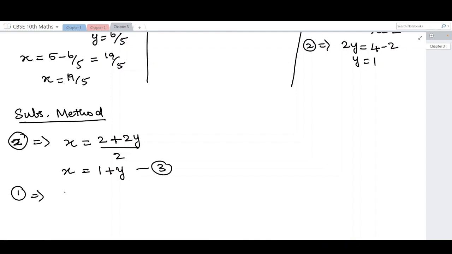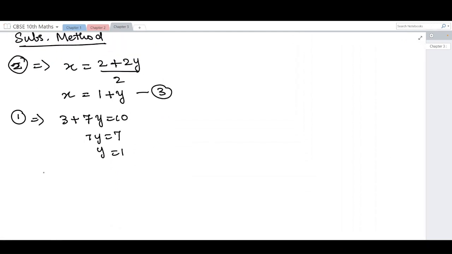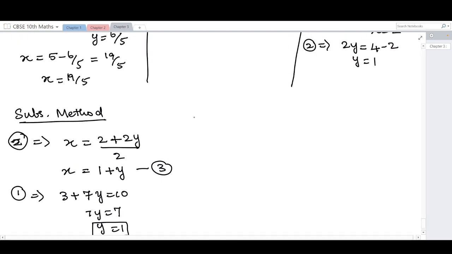If we substitute this x value in the first equation, so let me take this as equation number 3. So if you substitute in the first equation, you will get 3 plus 3y plus 4y, that is 7y equal to 10. So I will get 7y equal to 7, so y equal to 1. If you substitute this y value in the third equation, we will get x equal to 1 plus 1, which is 2. So x equal to 2 and y equal to 1 is the required answer, the same as what we obtained in the elimination method. Now let us solve problem number 3 by elimination method.